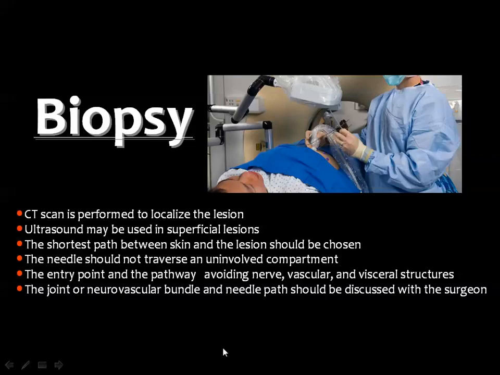Then biopsy is one of the essential tools in the battery of investigations of soft tissue tumors. Ultrasound can be used to guide the needle for superficial lesions, and we should select the shortest path between the skin and the lesion. The needle should not traverse an uninvolved compartment if possible. The entry port and pathway should avoid nerves, major vessels, and, if you can, the visceral structures.